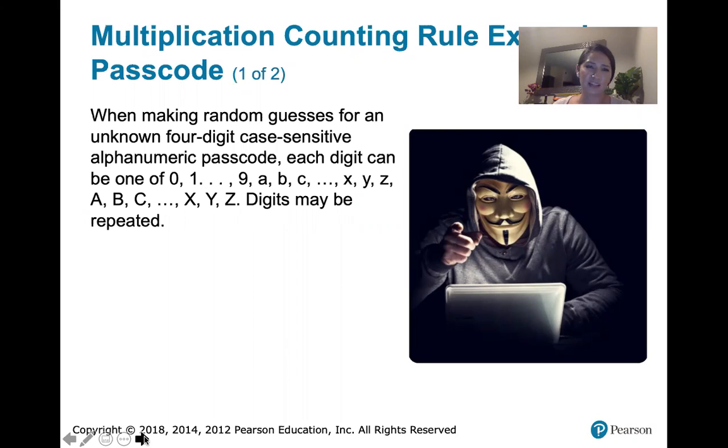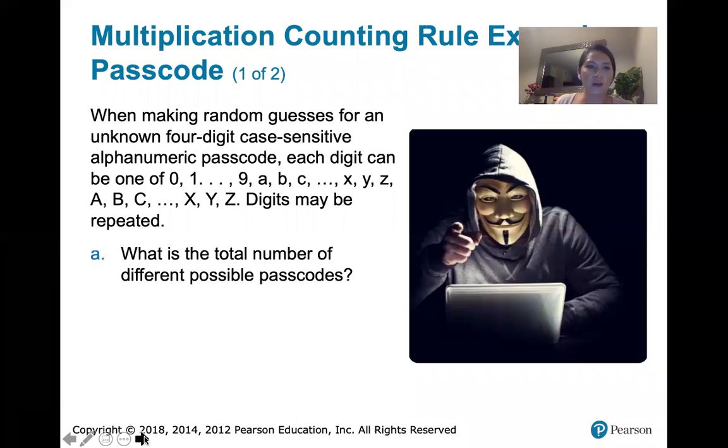It could be a lowercase letter, A, B, C, D, E, F, G, all the way through Z, or it could be an uppercase letter. So it's case sensitive. So those are the possibilities for a single digit. And now we're talking about a 4-digit passcode, and it's okay if you repeat the digits. I wouldn't recommend having a passcode of 1111, but that is one possibility. Okay, so that's the setup.